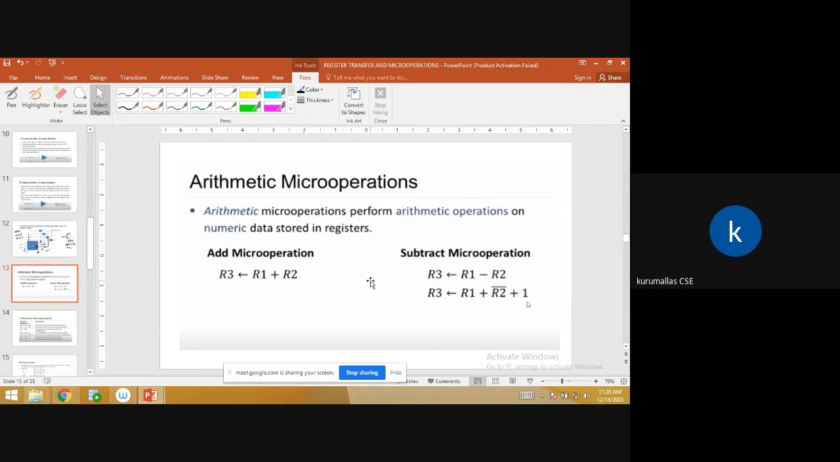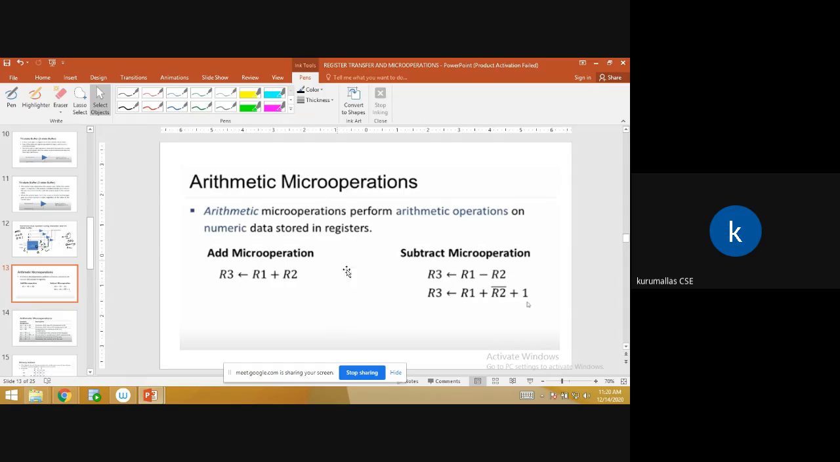For suppose, one arithmetic operator is the add micro operation. Suppose we have R1 as one register and R2 as another register. If you add these two, the sum of these two registers can be stored in R3. And one more arithmetic micro operation is the subtract micro operation. We can represent it like this.